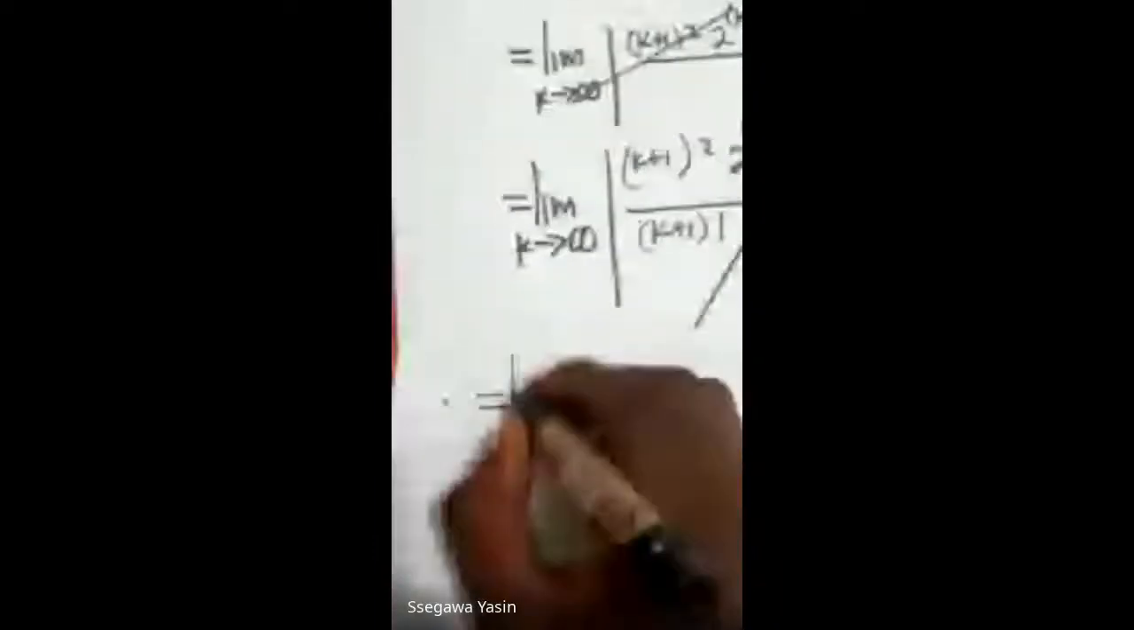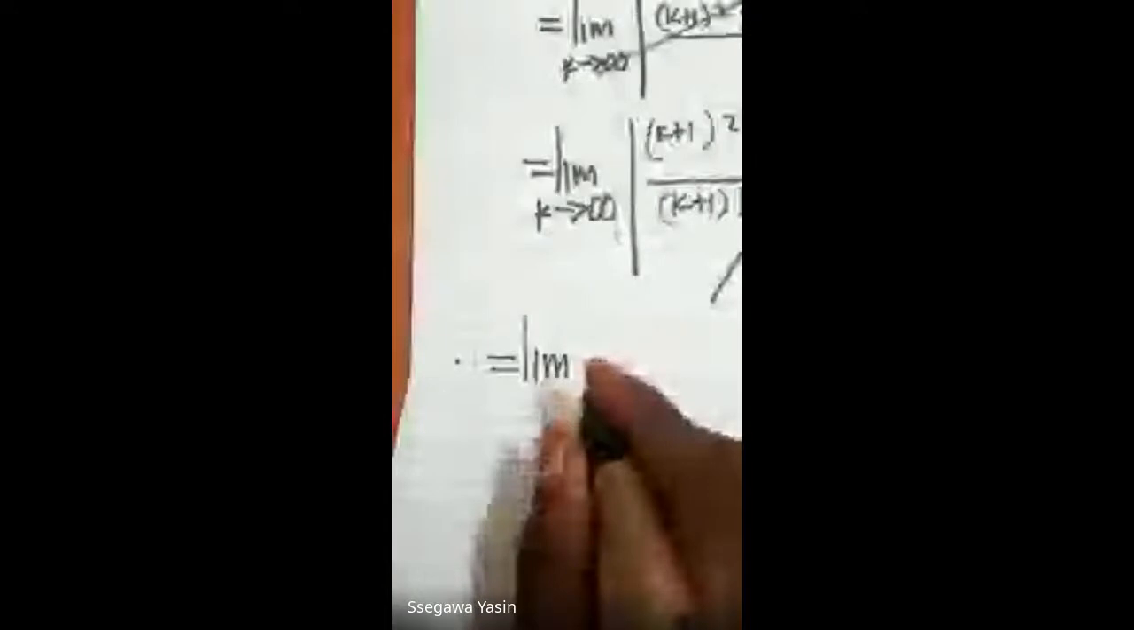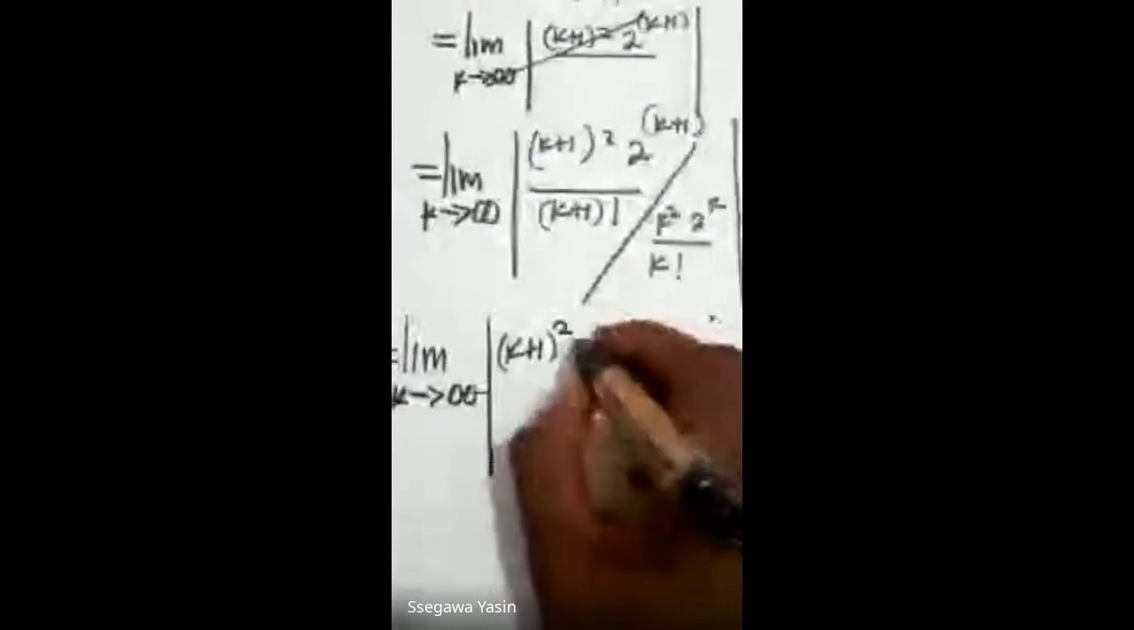So this thing here will equal, therefore, the limit as k goes to infinity of (k plus 1) squared times 2 power k plus 1 over (k plus 1) factorial.